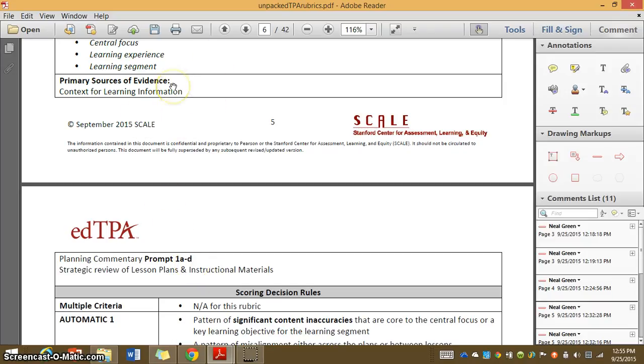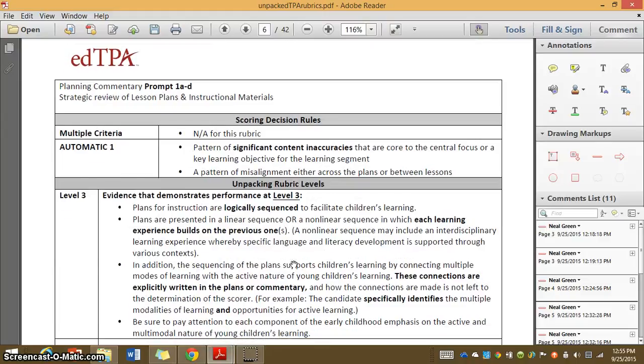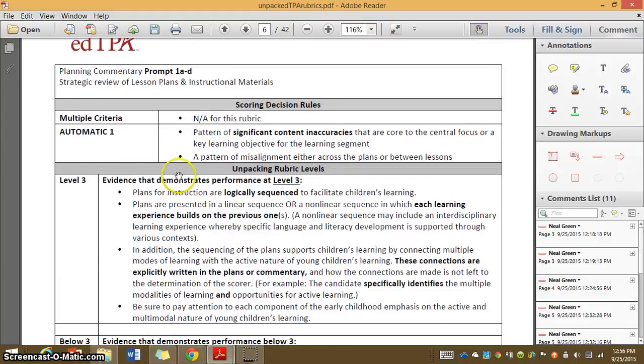These are what the people who are grading you are going to be looking at. Okay, well, do they have all those things that we told them to have in these primary sources of evidence? And then they're going to look over your lesson plans and instructional materials. So you want to be as detailed as possible. In this document, for each rubric, whenever the person grading your work looks at it, there are criteria for an automatic 1. Obviously, we do not want that to happen.